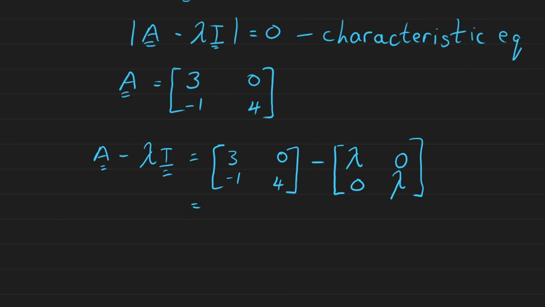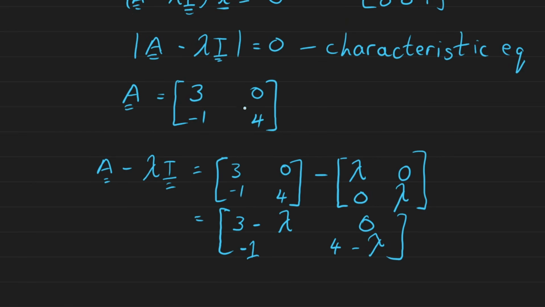So this is equal to 3 minus lambda, and 0, minus 1, and then 4 minus lambda. Okay, let me just write that a bit better. So we have 4 minus lambda, and there's a 0 there. And what we need to do is use this characteristic equation. So we find the determinant of this and set it equal to 0.